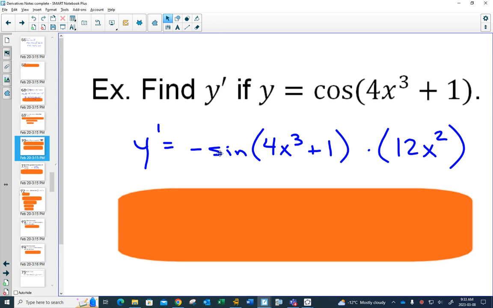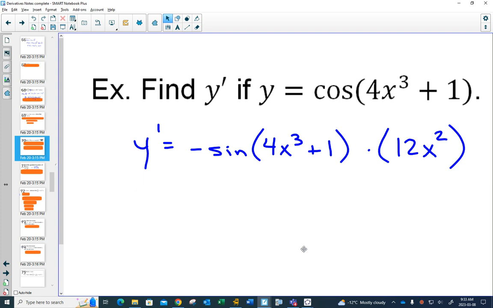It is a chain rule. So the outside function is cos, and the inside is the 4x cubed plus 1. The derivative of cos is negative sine. Keep the inside the same, then multiply by the derivative of the inside function. And I would leave it like this. You could do more, but I did leave it like that. I thought maybe I put the 12 in front.